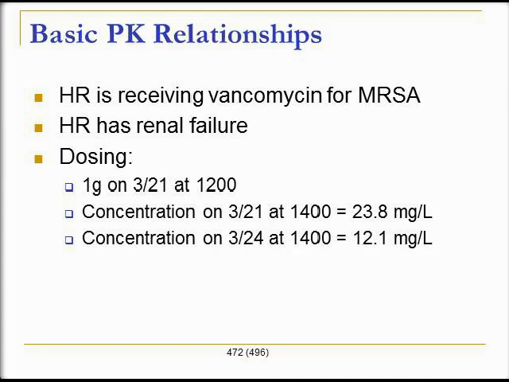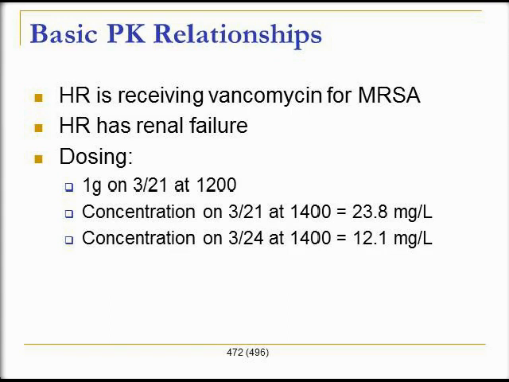So the first question is HR. HR is receiving vancomycin for an MRSA bacteremia. HR has chronic renal failure, and he is given a 1 gram dose on March 21st at 12. And then 2 hours later, a concentration is taken, which is 23.8 milligrams per liter. And then no other doses are given, but a concentration is taken 3 days later, which is 12.1 milligrams per liter. And the goal is to keep the patient at a trough concentration, or let the patient go no lower than 10 to 15 milligrams per liter.